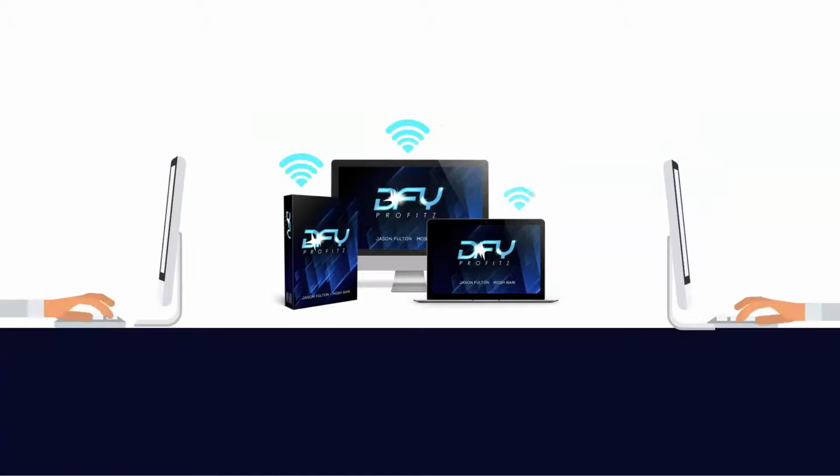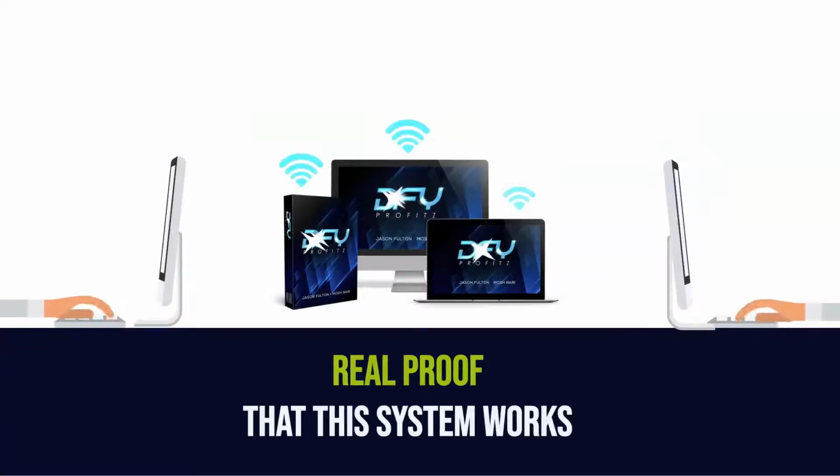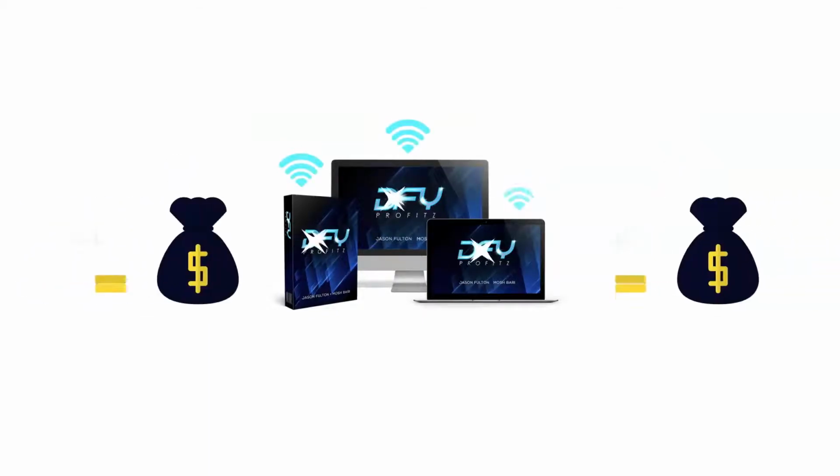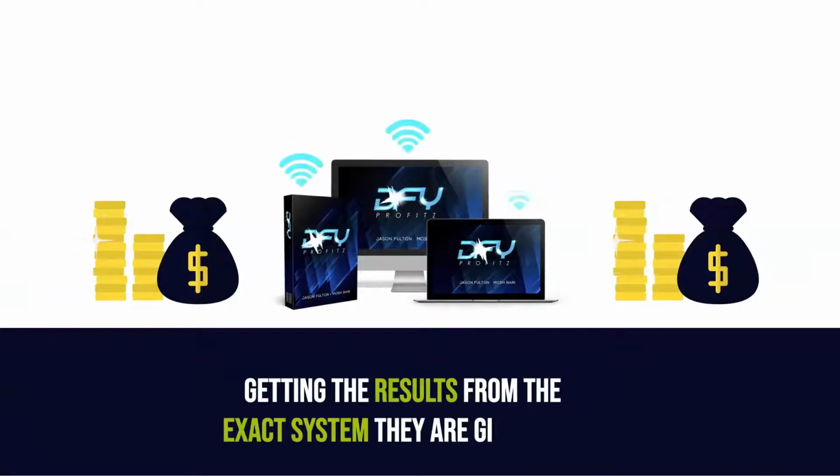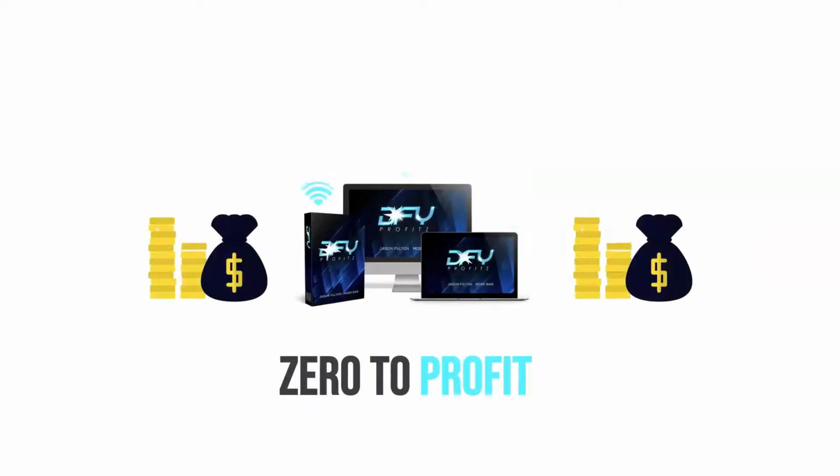All this is real proof that this system works, and the people who created this stand by it, getting the results from the exact system that we've been giving you. In just 3 simple steps, you can go from 0 to profit using Done For You Profits. So do you want to see how simple this works?